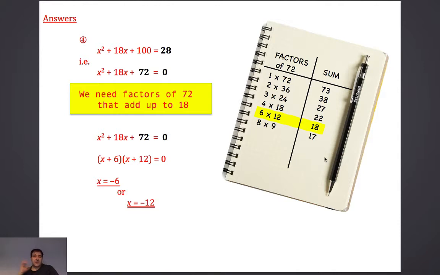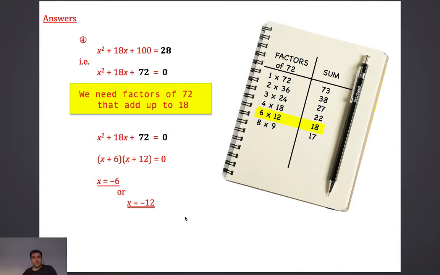Having written it like that, we need factors of 72 that add up to 18. I went through the whole list of possibilities and I got 6 and 12. So that factorizes into x plus 6 times x plus 12 equals 0, and to make those brackets 0, x has got to be minus 6 or minus 12. So two possible answers, x equals minus 6 or x equals minus 12.